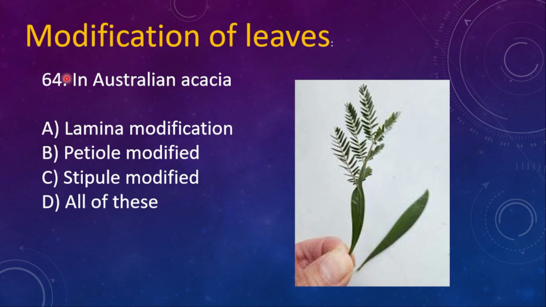64th, from here onwards, modifications of leaf. 64. In Australian acacia, this is the Australian acacia, A lamina modification, B petiole modification, C stipule modification, D all of this. Australian acacia shows which kind of modification? It is a petiole modification. See here.